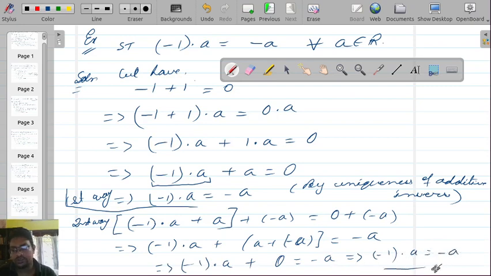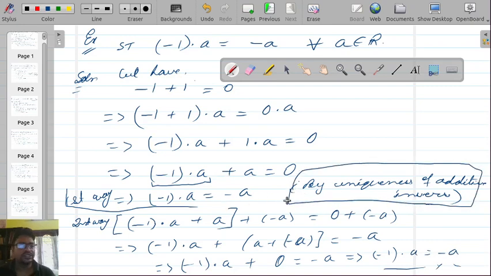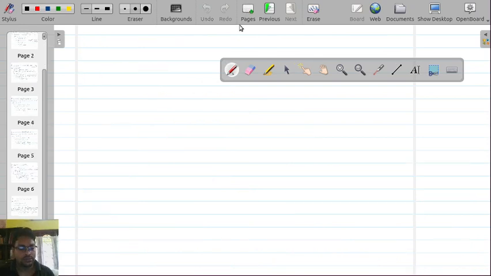Okay, so you can do it this way also, or you can just use, because we have already shown that additive inverse is unique, so you can just conclude it from this step as well. Okay, so no need to extend it up to this. So you can just write by uniqueness of additive inverse, minus 1 into a is same as minus a. Okay, so this is another problem.